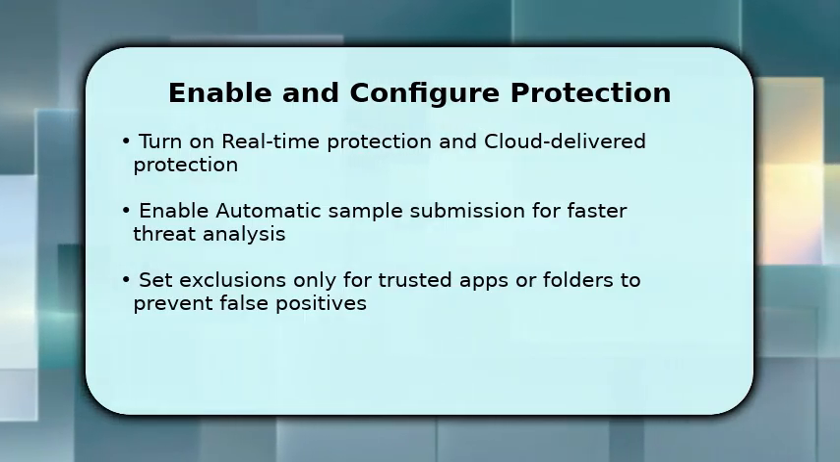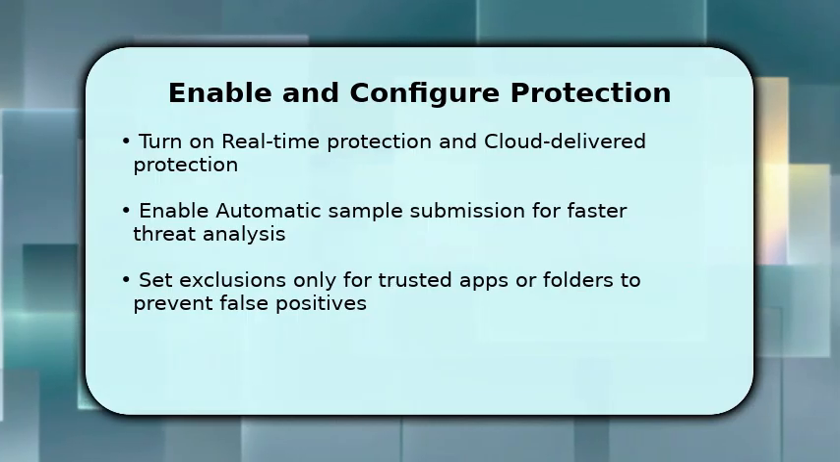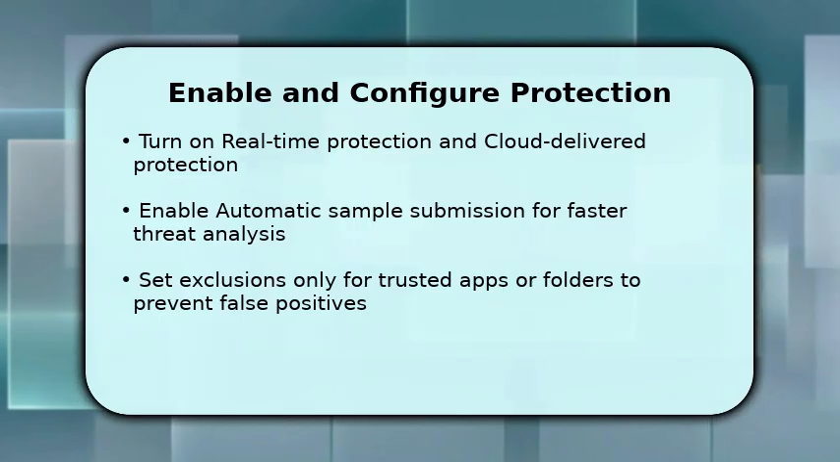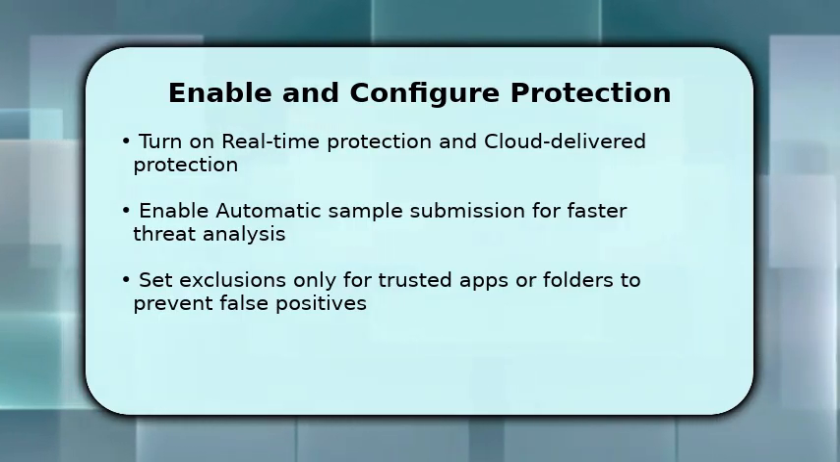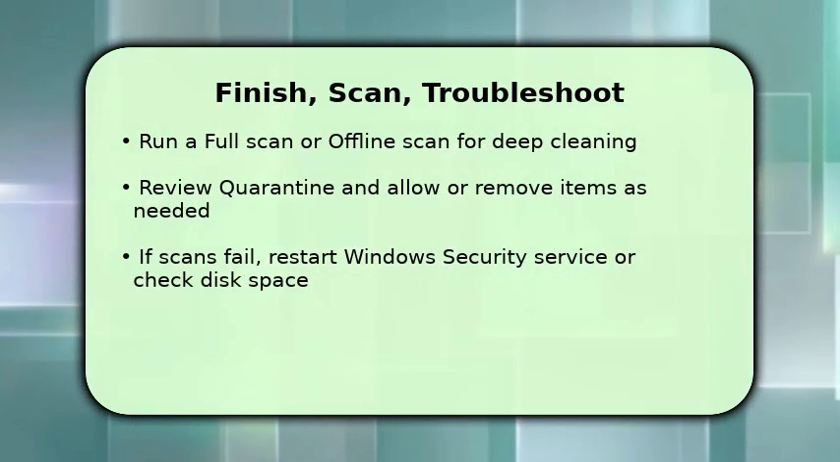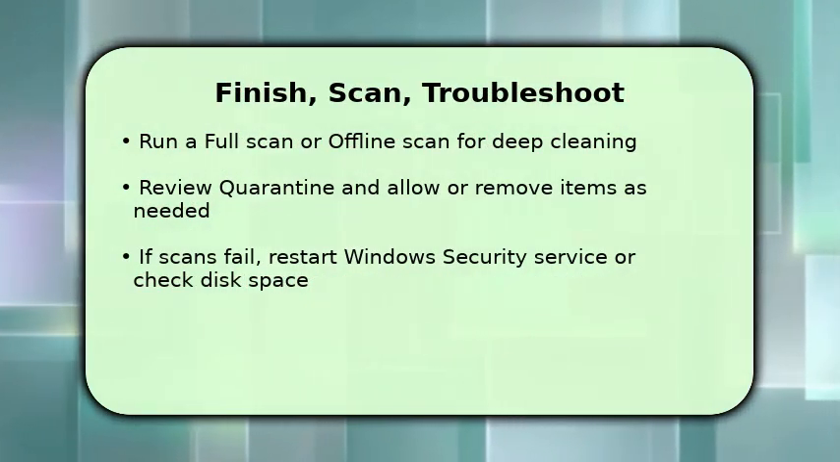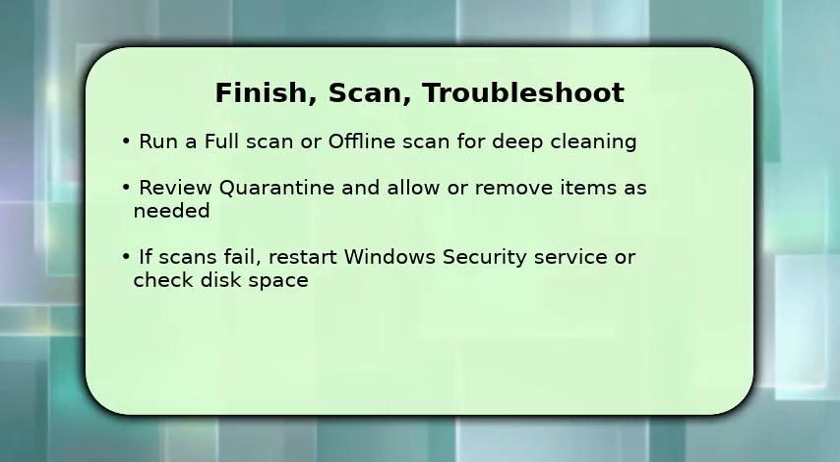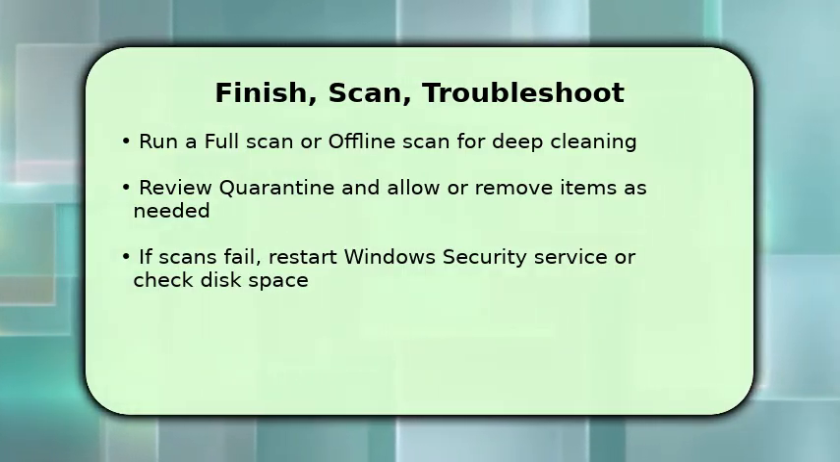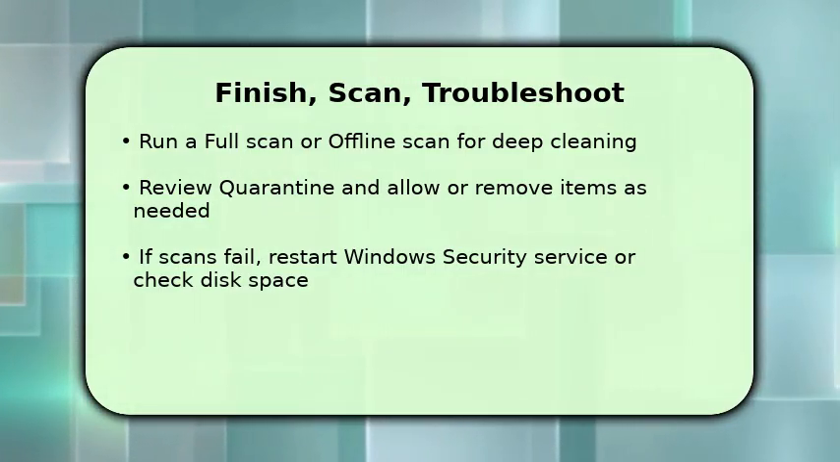Then add exclusions only for trusted software to avoid interference. Be cautious. These settings balance performance and safety, so adjust them. Finish by running a full scan to inspect every file. If you suspect resilient malware, choose Offline Scan, which runs before Windows loads. After scanning, review quarantine and decide whether to remove threats or restore false positives.